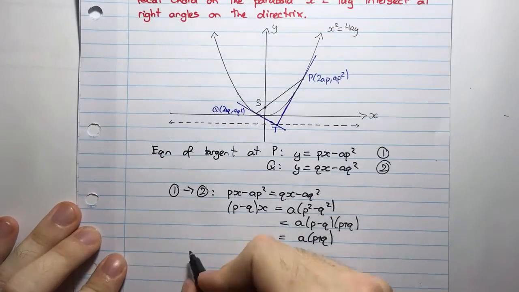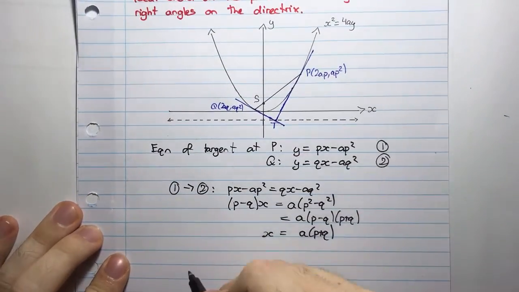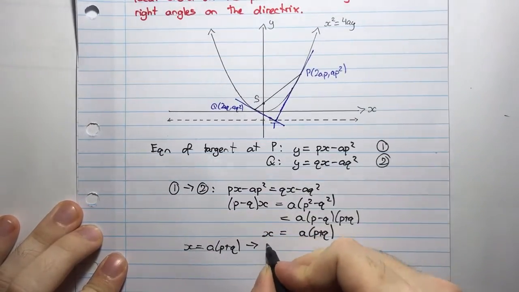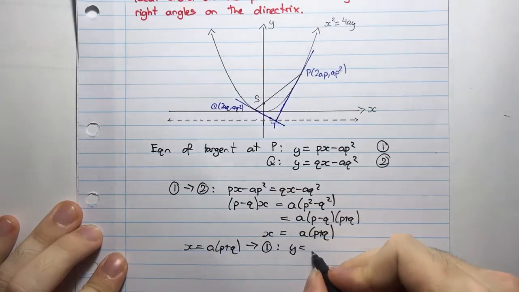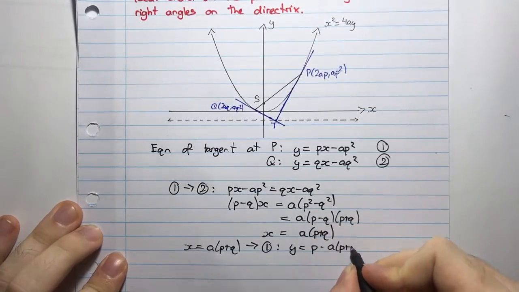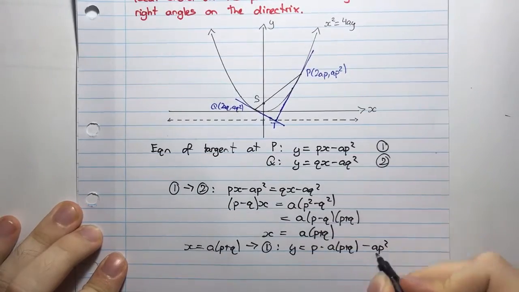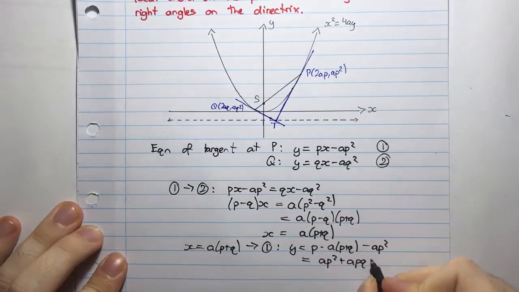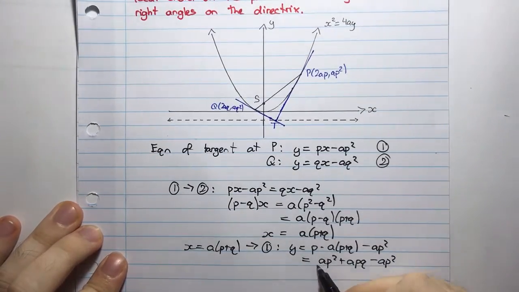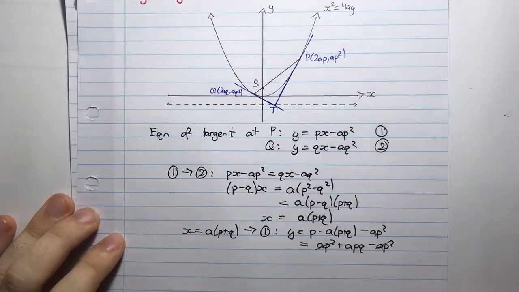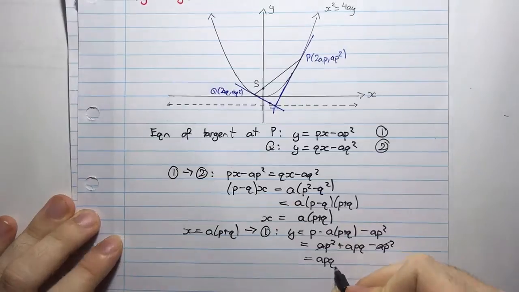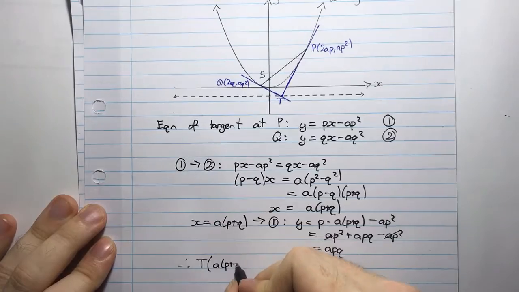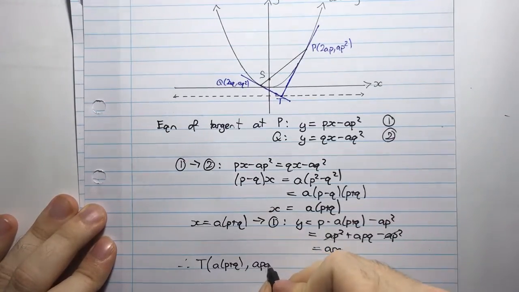Now what about my y coordinate? Well, I substitute this into either 1 or 2. It doesn't matter, I'll get the same answer. So a into p plus q, let's just sub it into equation 1. So y equals p multiplied by a into p plus q minus ap squared. That's ap squared plus apq minus ap squared. The ap squared terms go, and I'm left with apq. And so my point T has the following coordinates: a into p plus q, comma, apq.